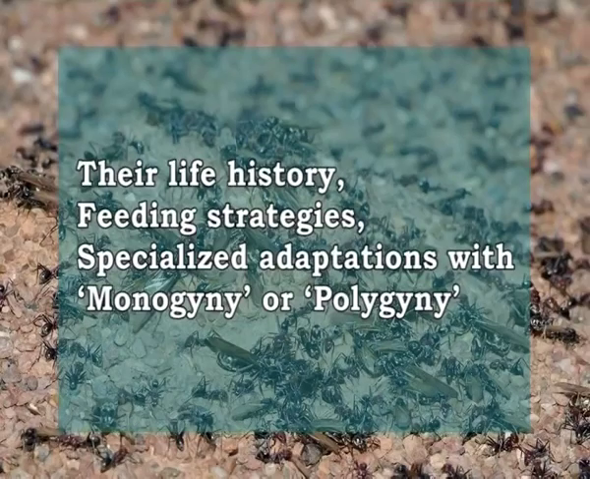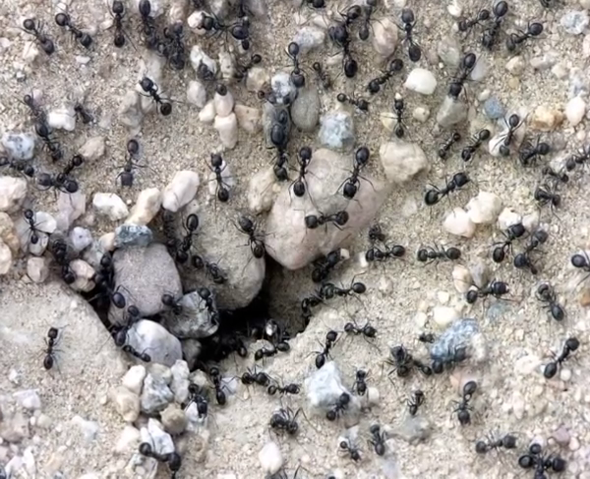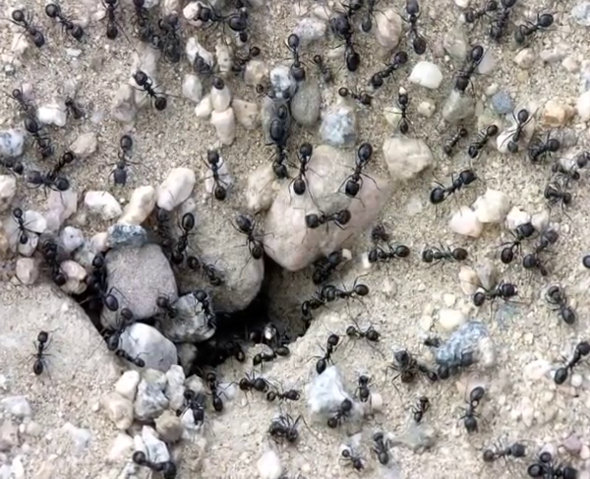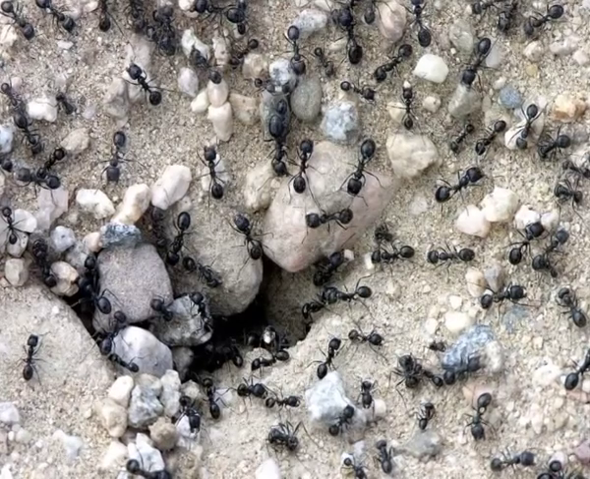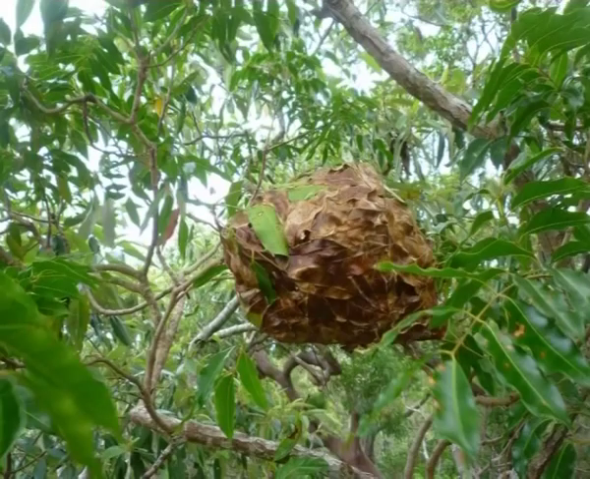All individuals are apterous except for a short period before swarming. They are most ecologically diverse group among all social insects, known for their life history, feeding strategies, specialized adaptations with monogyny or polygyny. They live in a colony which has interconnecting chambers and tunnels constructed above the ground in shrubs, trees or deadwood. Some species nest inside man-made structures.